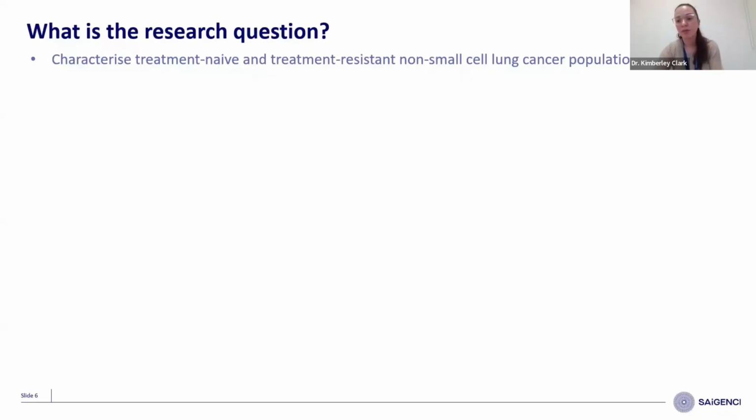And so I think the most important thing when you're starting to develop your 3D models is what is the research question you want to answer, because there are a number of different approaches that can be taken. And we actually use a combination of pretty much all of these approaches to answer different aspects of our research questions. And for me, that research question is largely at the moment characterising treatment-naive and treatment-resistant non-small cell lung cancer populations. And we characterise these in a number of different ways. We can be looking at how they respond to different drugs and combinations of drugs, how their cell morphology and behaviour changes, and how they interact with other cell populations.